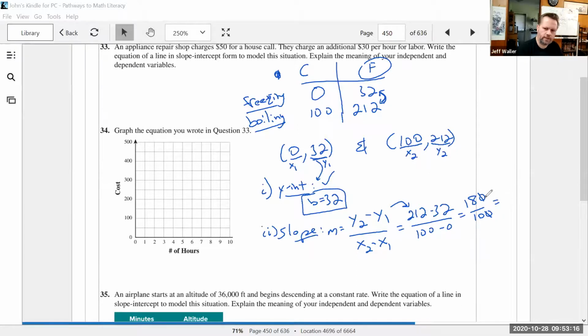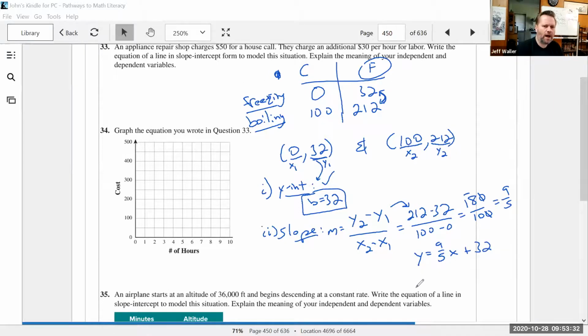Right, I can divide by 10. That's nice, 9 over 5. Yeah, 9 over 5. So let me write it this way and then I'll write it better. So y equals slope x plus b. But let's do it like this.